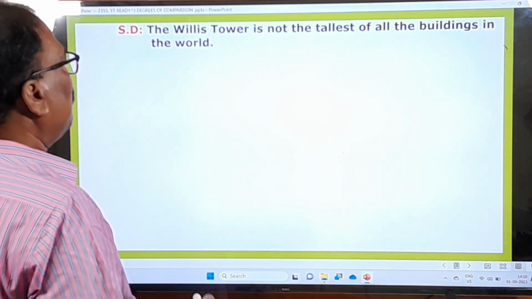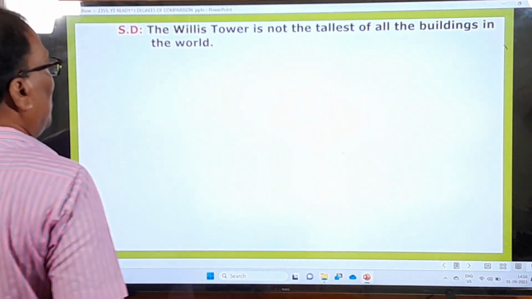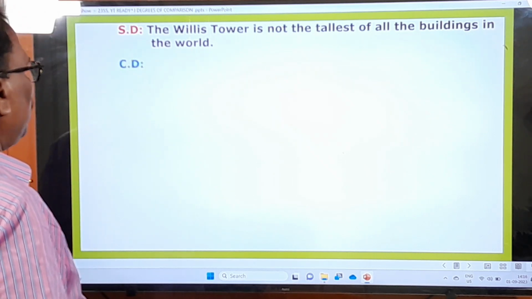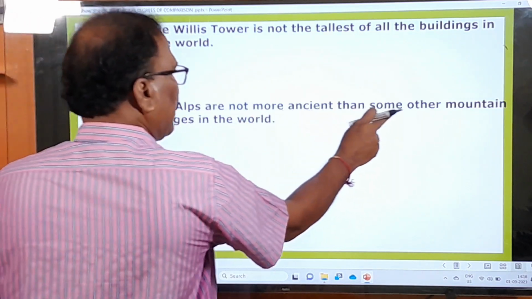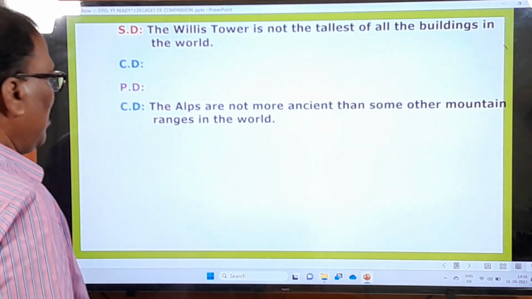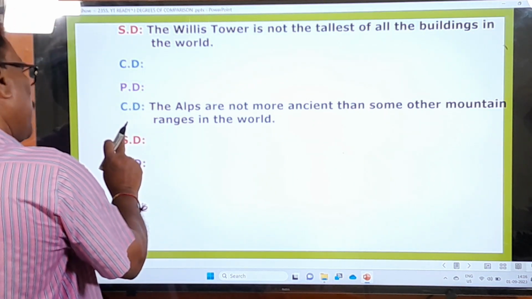Superlative degree is given. The Willis Tower is not the tallest of all the buildings in the world. Okay, yes. Comparative degree, positive degree. And here, the Alps are not more ancient than some other ranges in the world. One more example I have given you. You have to change this sentence into superlative degree and positive degree.